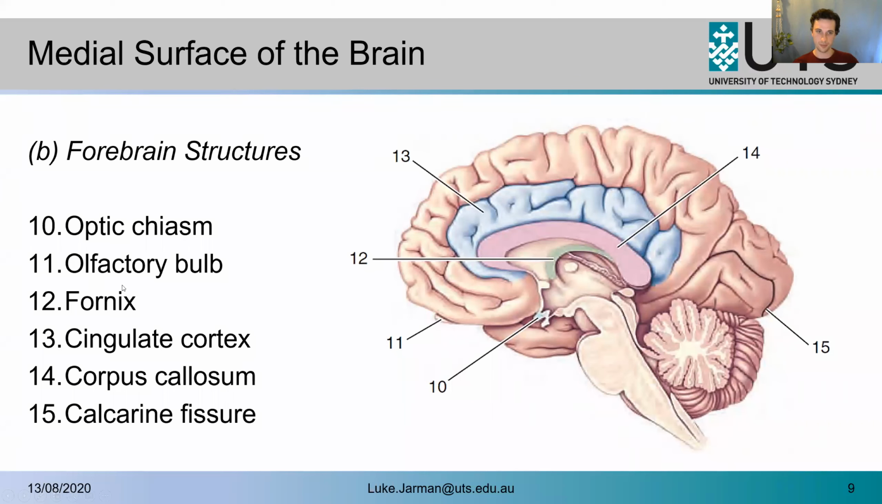11 is your olfactory bulb. So this is involved in smell. And weirdly, it's just at the very tip of your brain, and it's outside of the cortex. Kind of a weird spot for it. But interestingly, it is one of the shortest nerve pathways in the body to go straight from the nose to the olfactory bulb. It's really, really short.